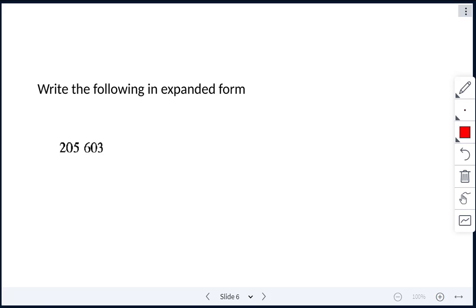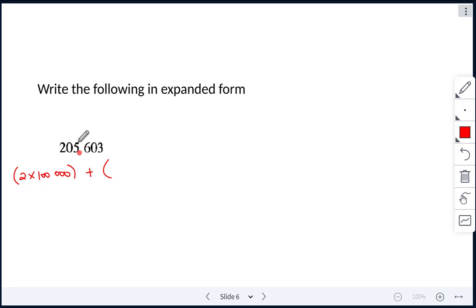All right, so for today, we're doing this example for writing it in expanded form. So we do have 205,603 in expanded form. I'm going to write it in the expanded form with the details. So it's 2 times 100,000. It's in the 100,000s place. Plus, we don't have to worry about the 0. It's a 0, so we don't have to worry about writing that down.